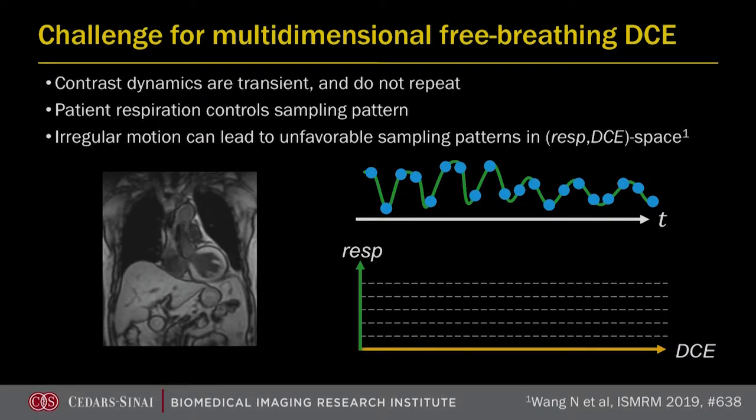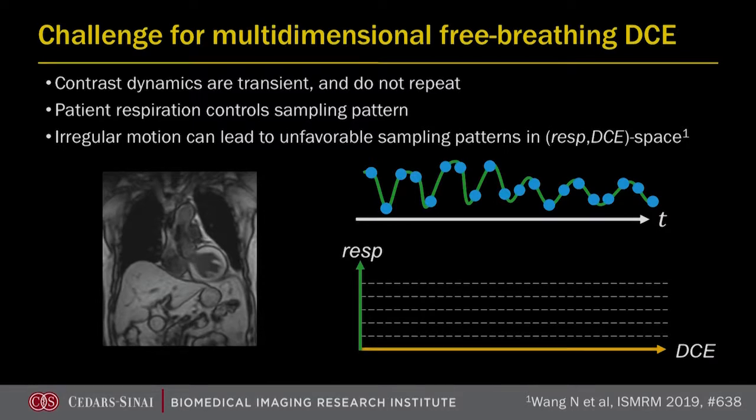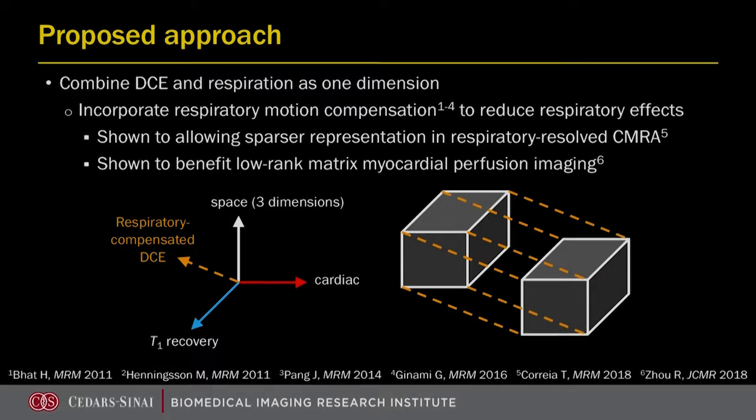There's a particular challenge for multidimensional imaging when we're doing DCE, which is that the contrast dynamics are transient. They do not repeat and cycle. And so this can be particularly problematic if we have irregular breathing, not so much cardiac because it's happening at a different time scale. But what it means is that the actual respiratory pattern that we can see here is our sampling pattern in the respiratory DCE space. So if there's any irregularity in how deep the patient is breathing, we can get very unfavorable sampling patterns.